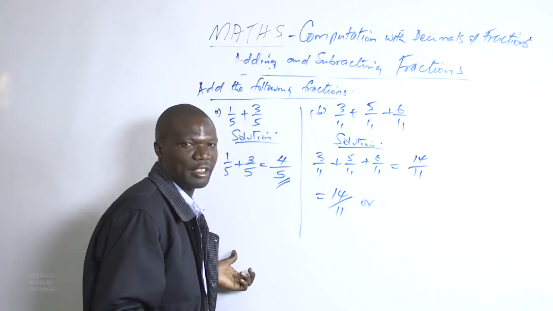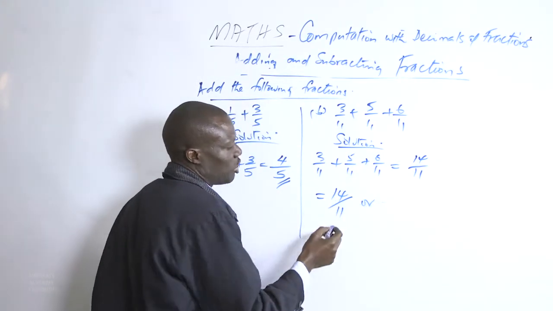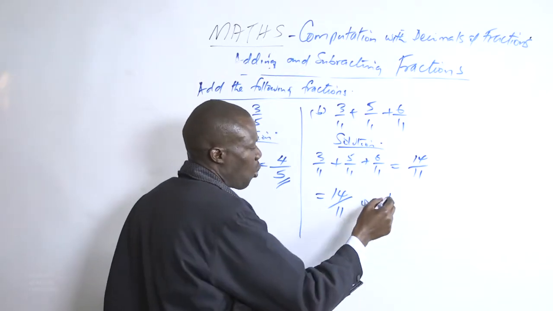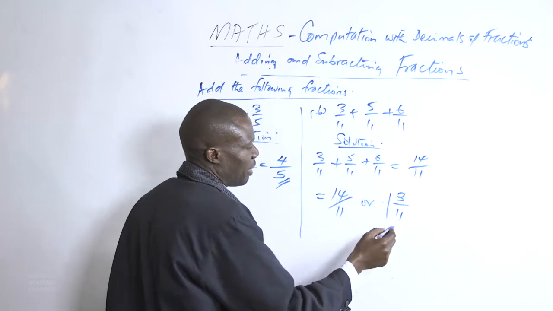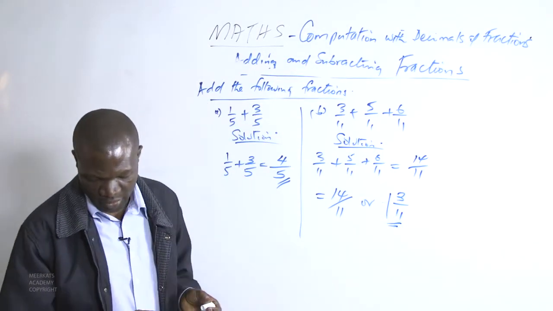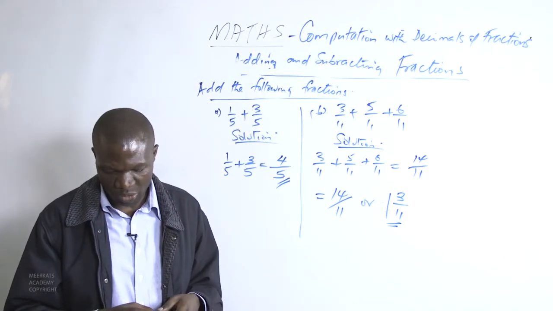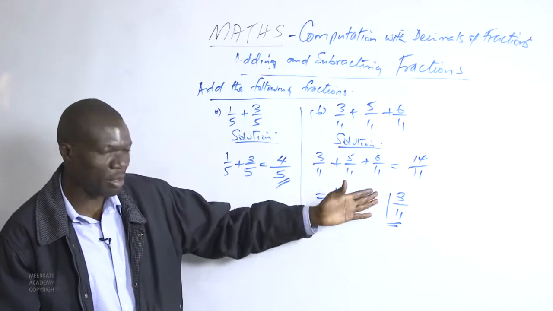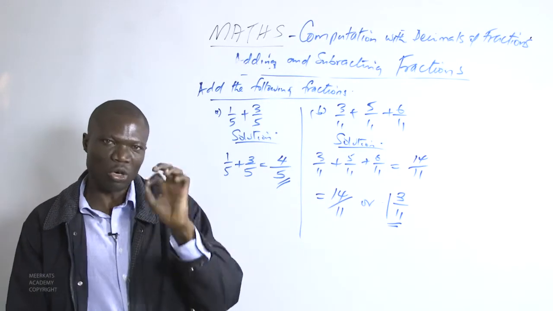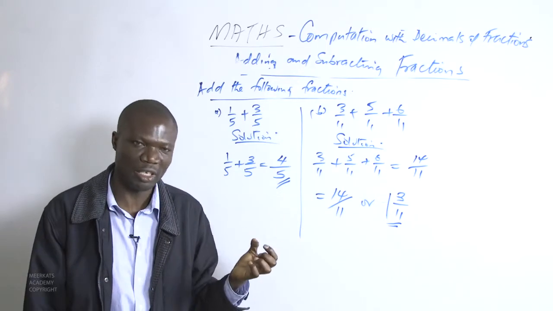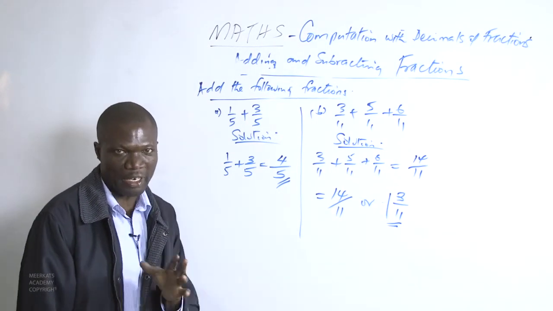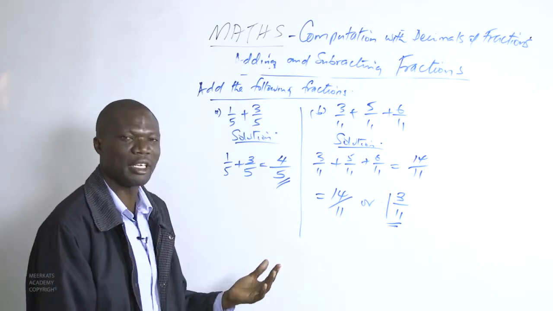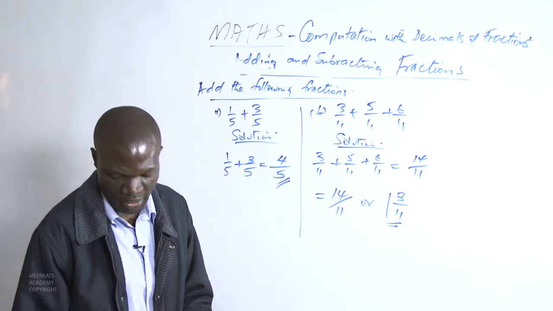Or we can write it as a mixed numeral, where 14 goes into 11 one time with remainder 3. That is 1 and 3 over 11 when we simplify the answer. Again, we have been able to work this way because the denominators are the same. Let us look at other questions where the denominators this time are not alike.